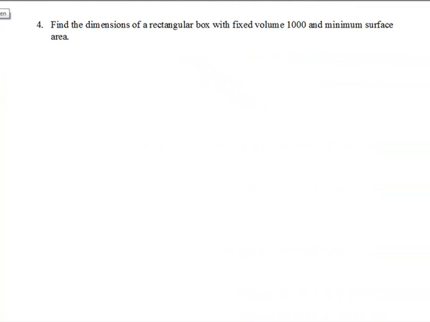Fourth question. Now this should look familiar to you. Is that the one that we did some time ago? It looks familiar, but let's just see. Find the dimensions of a rectangular box with fixed volume 1000 and minimum surface area. So in other words, we want to minimize the surface area. So the surface area is going to be our function f, subject to the fixed volume of 1,000. So our constraint is going to be our formula with volume.